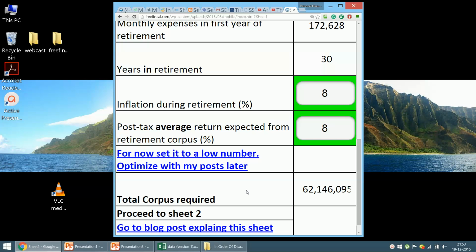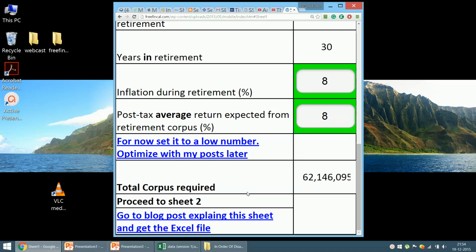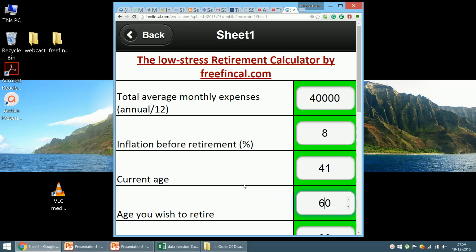So the total corpus required with these inputs is a whopping 6 crores 21 lakhs 46,000 rupees, and that appears very huge. But let's see how we can reduce it. That's what we're going to do in sheet 2. So let's proceed to sheet 2 now.